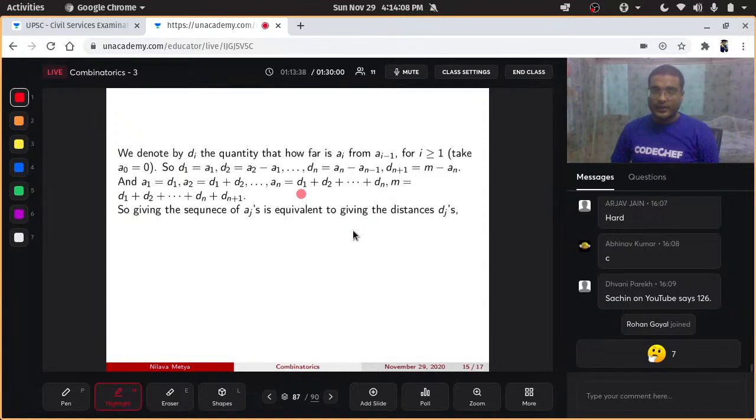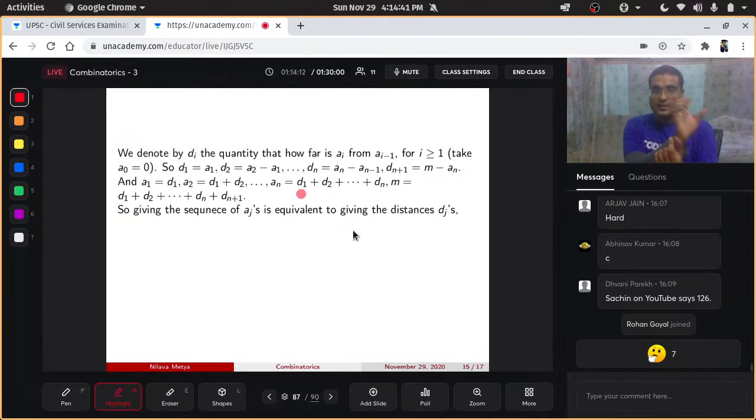Now, instead of giving the numbers, I give you the distances. I'm telling you that from 0, the first number is at distance D1. Whatever the first number is, the distance of the second from the first is D2. Suppose I tell you D2, and then D3, D4, and so on. Can you figure out what the first number is, what the second number is?